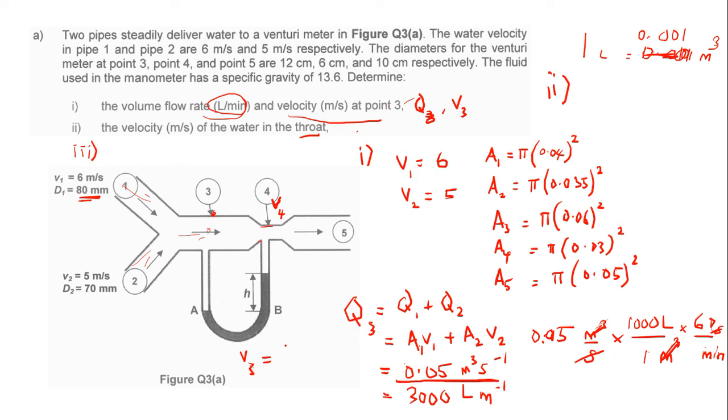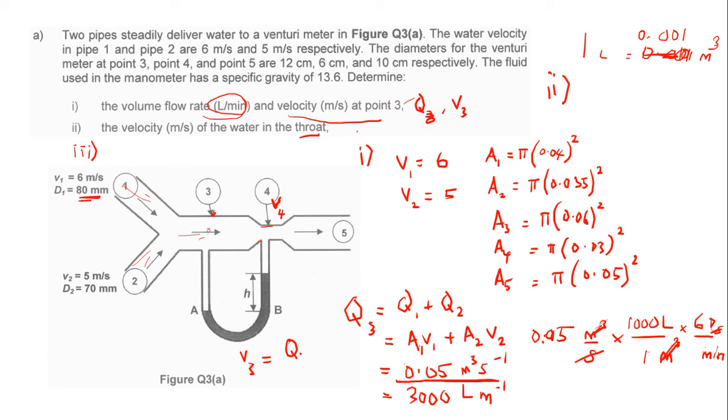Apa V3? Apa equation? Q equals to A, macam mana? Q equals to A3V3, macam tu. Okay, and how do you find V3?